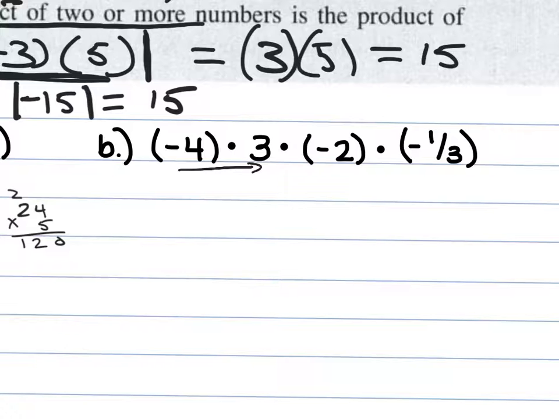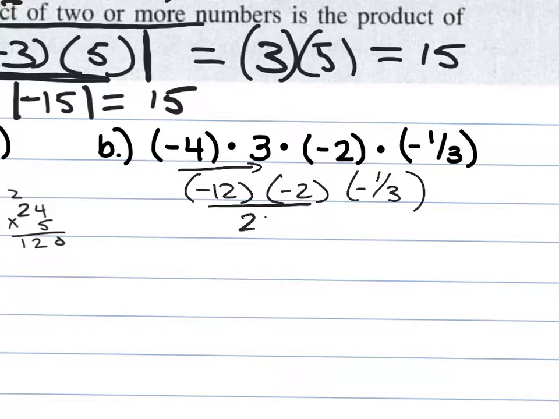Negative 4 times 3. What will that give me? Negative 12. Notice I'm rewriting every time, and I'm not rewriting because I'm such a nerd that I love writing numbers so much, but it just helps me keep track of the numbers that I'm working with and what I'm doing with them. A lot of the mistakes that I saw in the quizzes were because people didn't write what they were doing, and they made a mistake along the way. So negative 12 times negative 2 gives me positive 24, and a positive 24 times a negative 1/3.